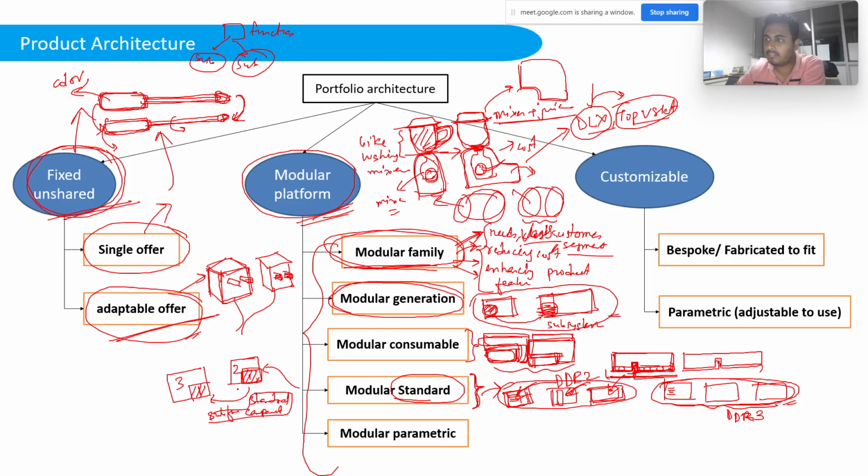Can you give me some other example than the RAM? In modular standard, what else will come other than RAM? If it is not modular, that means you are designing, although you are using a particular subsystem, you need to think about the feasibility of interoperability between the various functionalities.